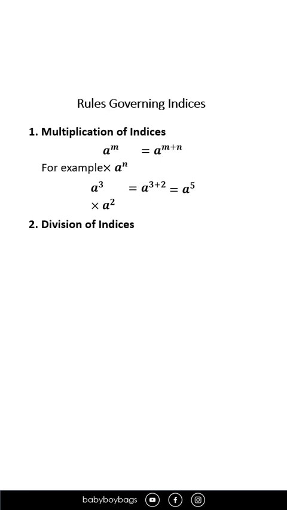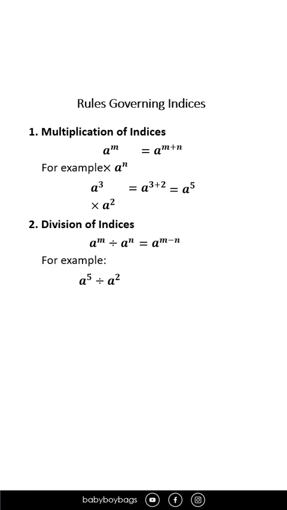The second rule is the division of indices rule, whereby if we have powers of the same bases with one dividing the other, the key word here is they have to have the same bases, right? For multiplication and division. So what are we going to do? We are going to subtract the powers. The first one is going to subtract the second one, right?